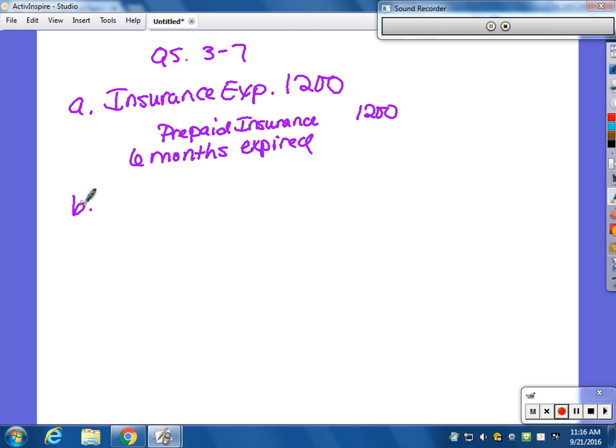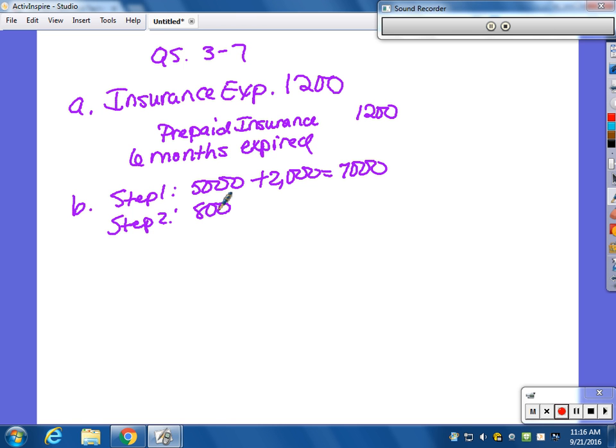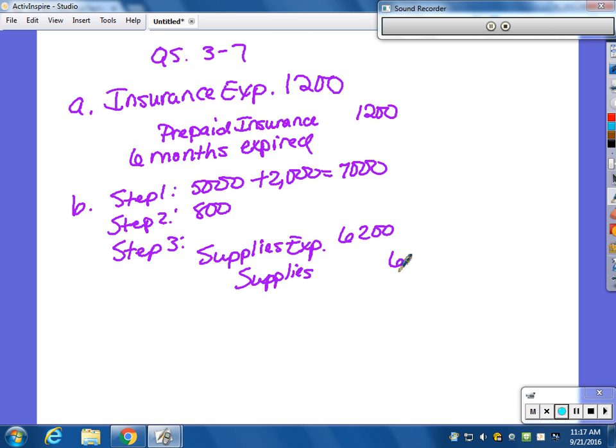B, what has happened? So we're dealing with supplies. What did it start with? Was there any purchases? Yes. How much? So we add that, which equals $7,000. Step two, what should the account equal? $800. So that means step three, we have to do a journal entry for debit to what? Supplies expense. Credit to supplies. How much? 6,200. Yes?